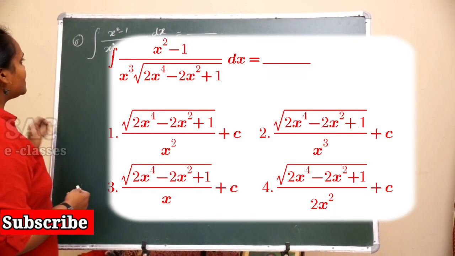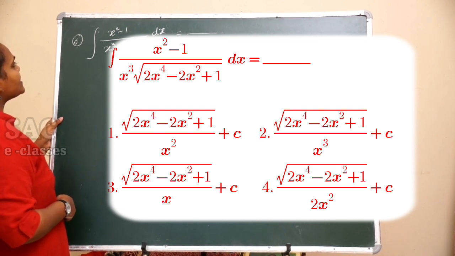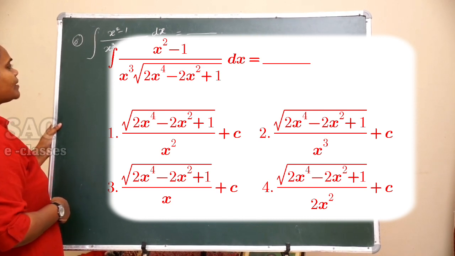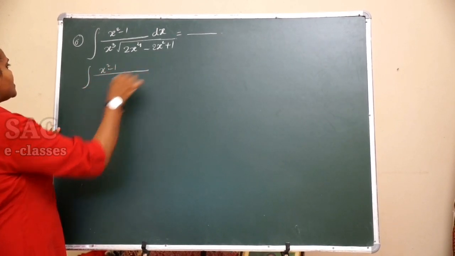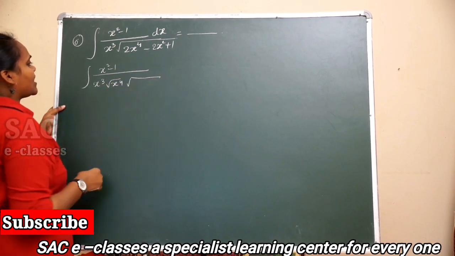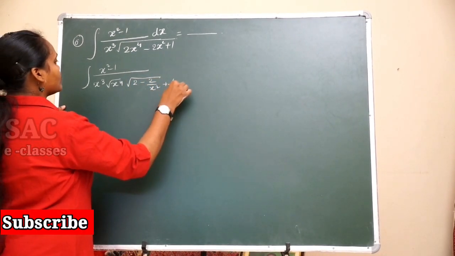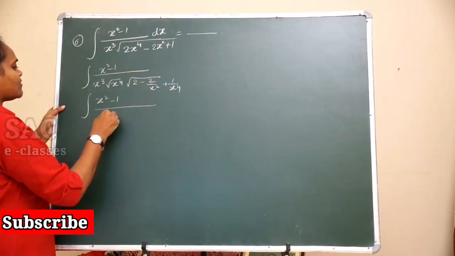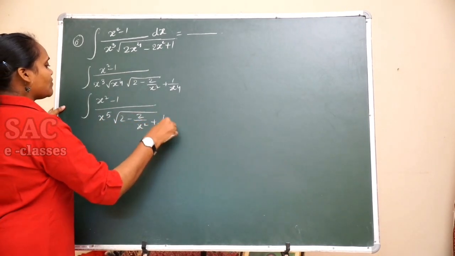This problem is given in the AEEE 2000. So if you observe that, x square minus 1 by x cube into root over 2x power 4 minus 2x square plus 1. The problem is very simple. Just take out x square minus 1 as it is because we can't change it. Now root over x power 4, let us take out x power 4 as common, then 2 minus 2 by x square plus 1 by x power 4. So you can write it as x square minus 1 by x power 5 into root 2 minus 2 by x square plus 1 by x power 4 dx.